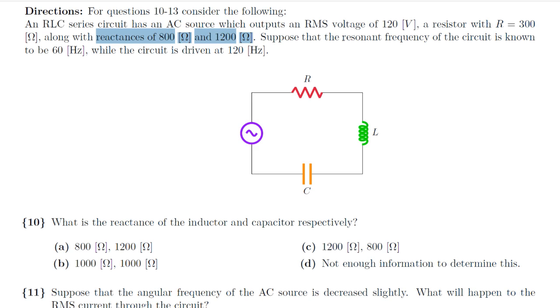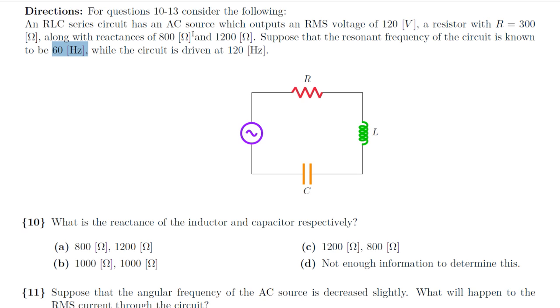Suppose that the resonant frequency of the circuit is a known value and it's 60 hertz, while the circuit is driven at 120 hertz. The resonant frequency is that frequency at which there are a few things that you'll know to be true. The circuit does not need to be driven at the resonant frequency. You can drive the circuit at any frequency that you want, which in this case we're driving at 120 hertz. We just happen to know what frequency it would resonate at if we were to be at that frequency.